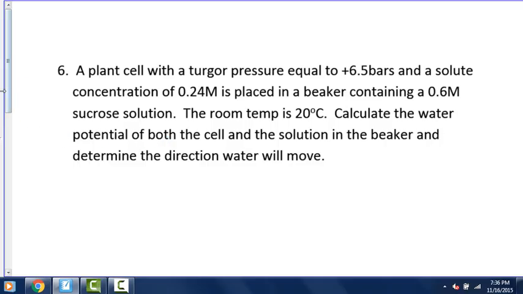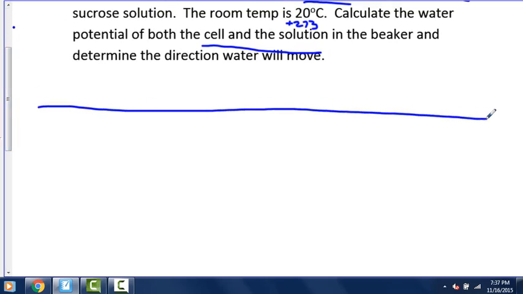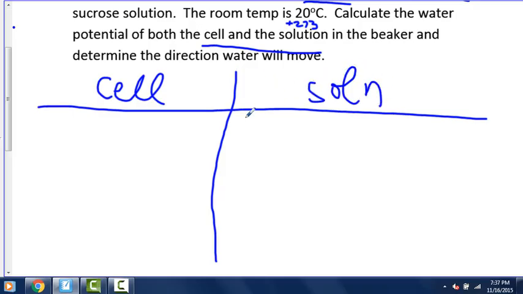All right, next one. A plant cell with a turgor pressure equal to 6.5 bars, so that's my P, and a solute concentration, so this is my C, is placed in a beaker containing, okay, so that's C for the beaker, and the room temperature is 20 degrees, so I'm going to quickly write plus 273. Calculate the water potential of both the cell and the solution. So what I like to do here for these problems is I go across like this, and I make a little T-chart. Again, I apologize for my handwriting with this thing.